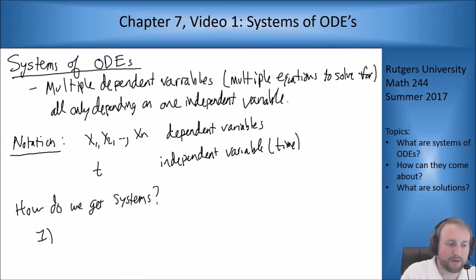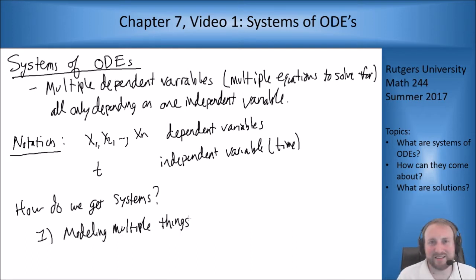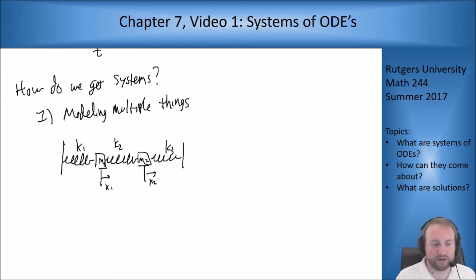The first is by modeling multiple things at the same time. And the easiest example of this is the two masses and springs setup. So you have a picture here, and you want to write equations to govern x1 and x2, the positions of the two masses as time goes on. Now the key thing about systems is, in general, your two equations will depend on each other.